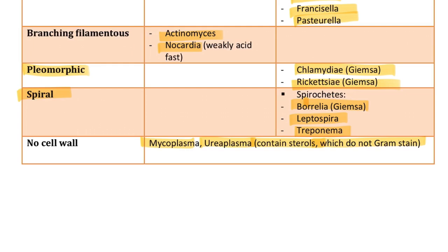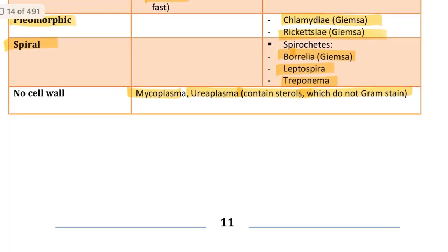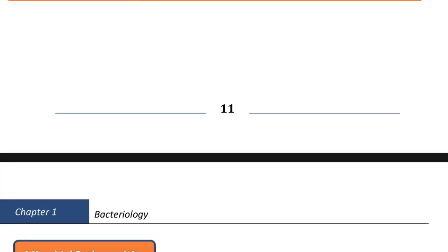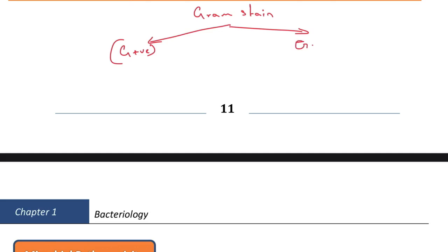They don't gram stain. Okay, so here I am going to explain one thing, that is gram stain. By gram stain we can divide bacteria into two parts. First one gram positive, next one gram negative. In gram positive we can see that the stain will be purple. In gram negative we can see the stain will be pink in color.